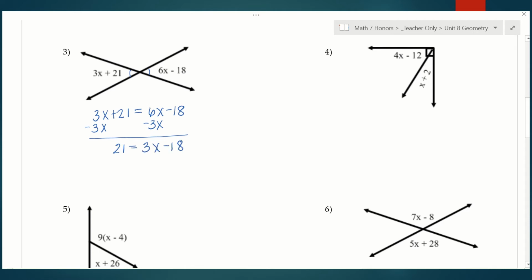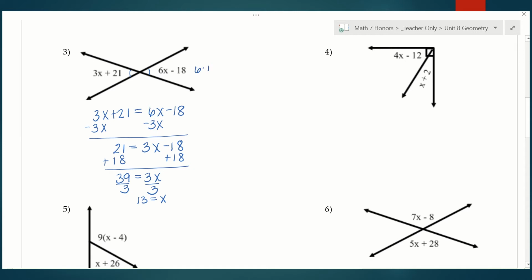Now we're down to a two-step equation. So we're going to add the 18. That gives me 39 equals 3x. Divide that by 3, and we get that x is equal to 13. Let's go back and plug this in.